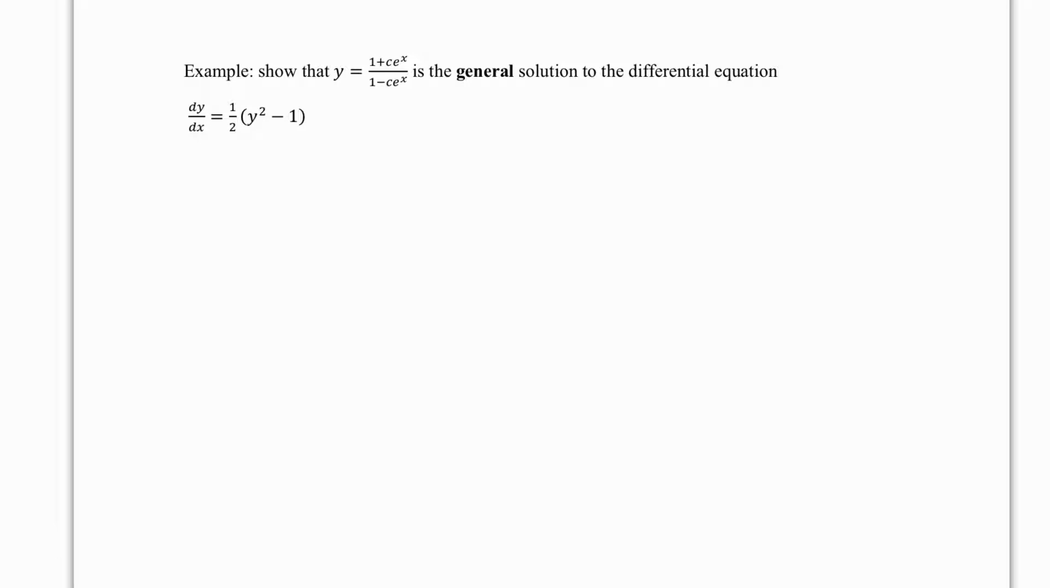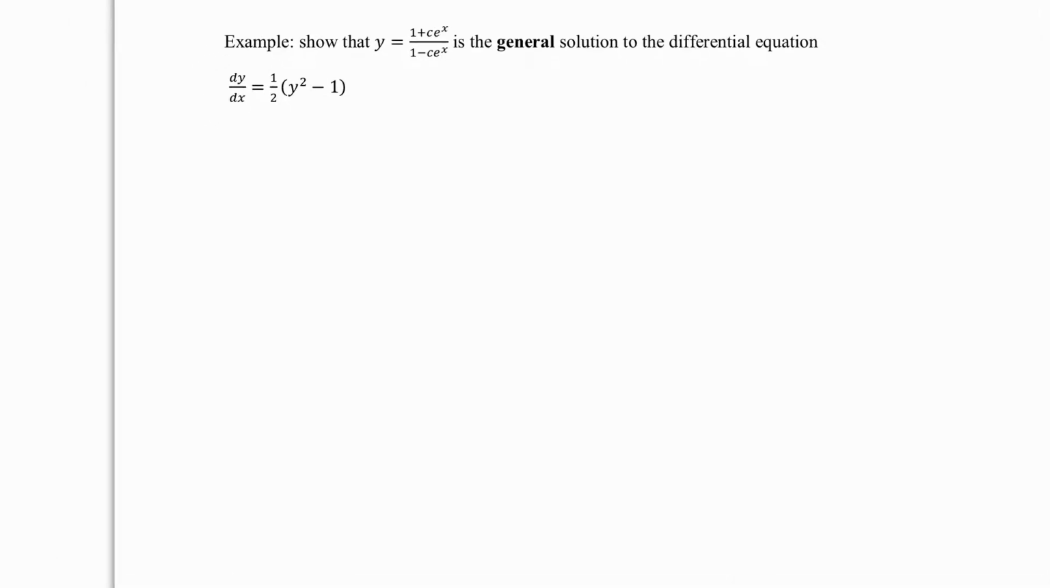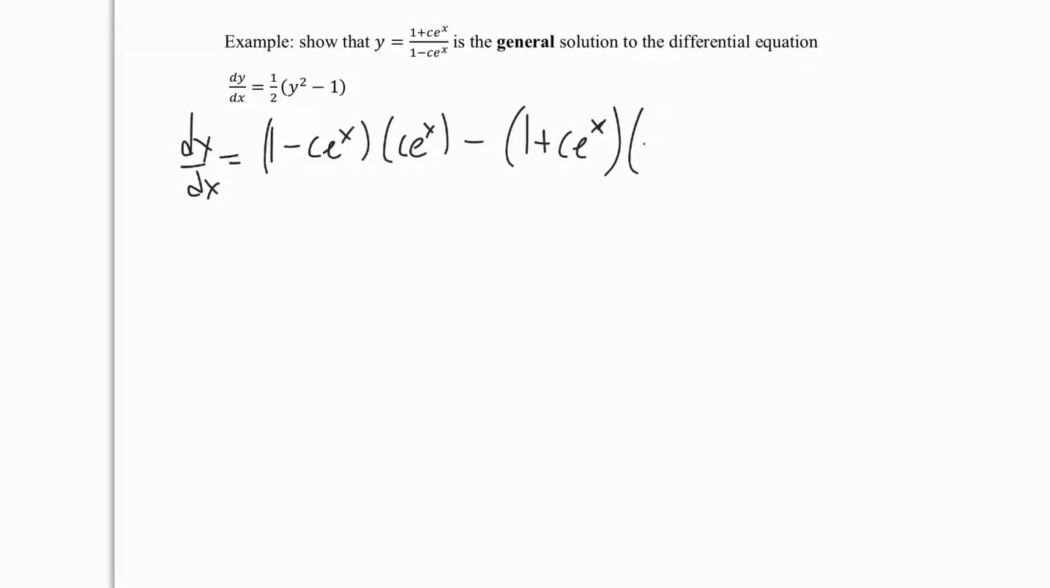So let's see if we can do the same math again, but this time show that this is the general solution to the equation. So we're going to do the same thing, but there is now going to be a c in front. So let's be careful with our math here. The derivative will be equal to low d high less high d low over the denominator squared, we go.